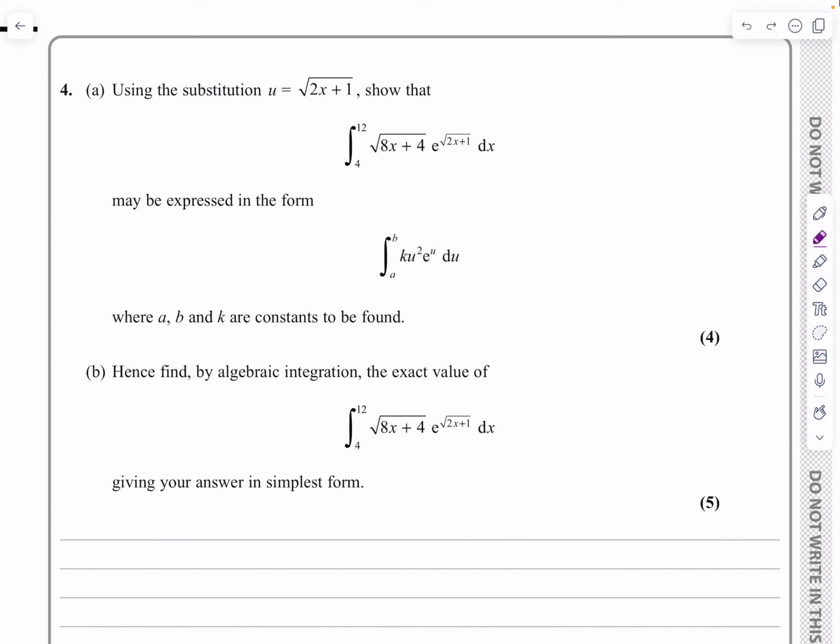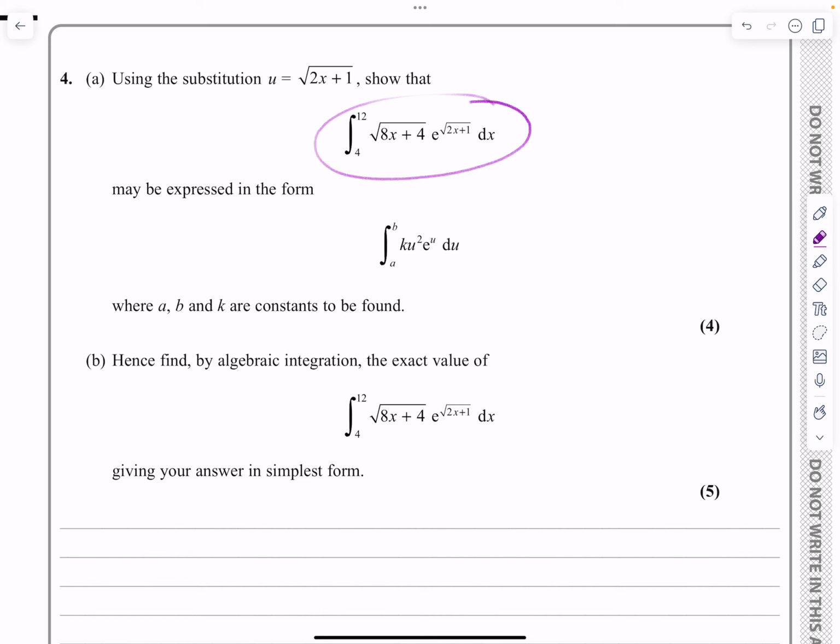Part A says, using the substitution u equals root of 2x plus 1, can we change this integral and make it look like that one there? So yeah, we can. If we go through and do our substitution process, that's what will pop out. So if I'm looking at this function here, what I'm going to need to do using the substitution is change my limits. I'm going to need to change e to the that, and I'm going to need to change my dx part. Well, the dx part is the part that I always focus on first. You could do any of them, but I always tend to do it in the same order.